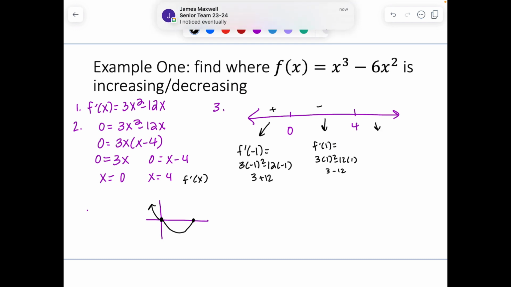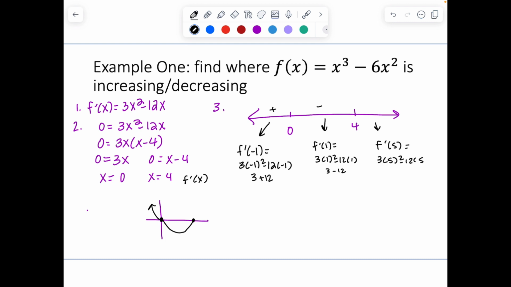And then finally, I'll choose 5. F prime of 5 equals 3 times 5 squared minus 12 times 5. 5 squared is 25, so this is 75 minus 60, and that's positive. And so then this will become positive. This is just a brief idea of what the derivative sketch would look like.